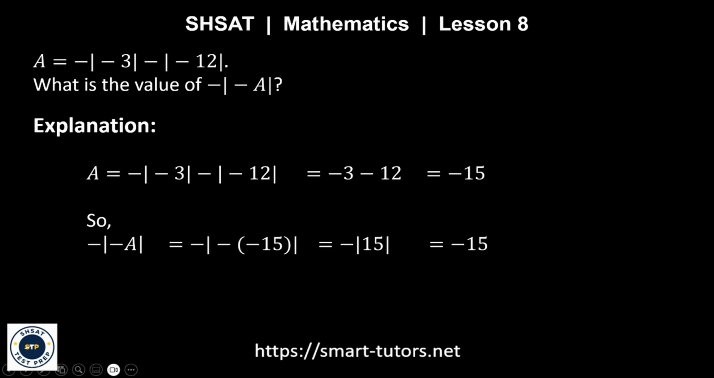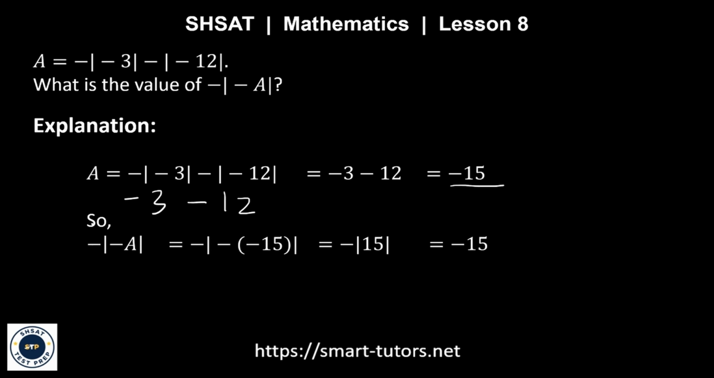What is the value of negative the absolute value of minus a? So you firstly want to figure out the value of a by operating this out. You have an absolute value, so you would have negative, and this would be positive, so it would be just minus 3. And then you have the minus here, and then the absolute value of minus 12 will become just a 12 of positive. So you have negative 3 minus 12, and you would get negative 15.